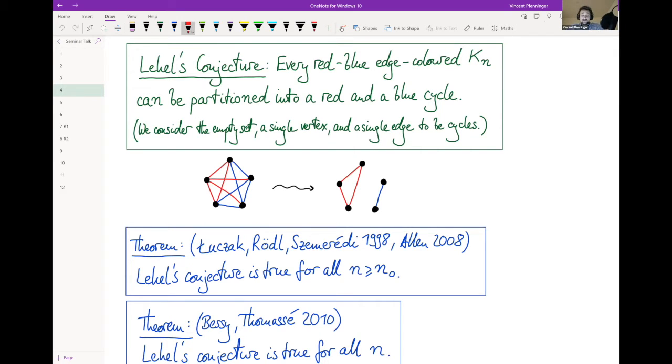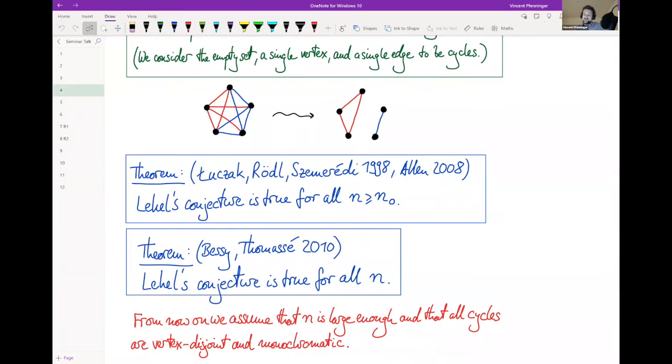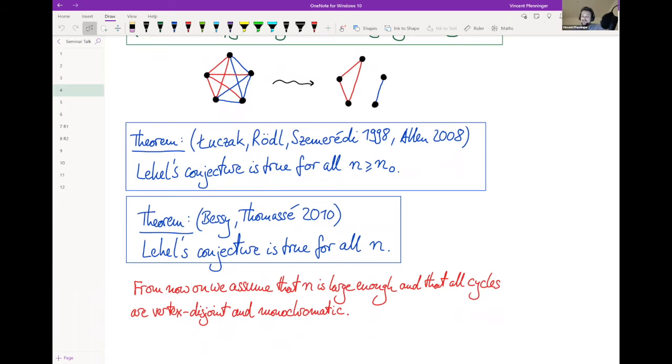Okay. And so this is proved for large N by Luczak, Rödl, and Szemerédi using Szemerédi's regularity lemma. And then later, Allen improved on the bound on this N0 by avoiding the regularity lemma. But then actually this was later proved for all N by Bessy and Thomassé, who gave an elementary proof which is only like 7 pages long. Okay, so from now on, just so I don't have to repeat myself all the time, we will assume that N, the number of vertices, is large enough and that all cycles are vertex disjoint and monochromatic.